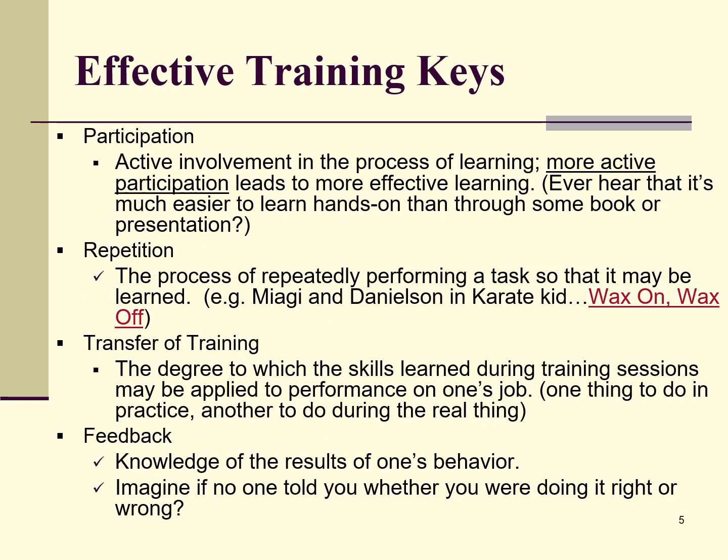The effectiveness of training basically comes down to these four main things. Four things we want to think about. The first one is participation. The more actively we can involve people in the process of learning, the more effective the learning. Ever hear it's much easier to learn hands-on than through some book or presentation? That's what it means. The more we can have you engage with the material, whether it's learning through discussion and writing a paper, or actually doing it in the case of some organizational skill, the more likely you are to get good at it.